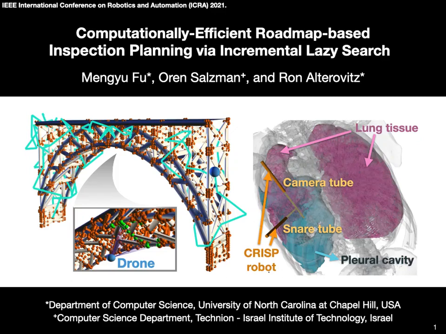Hi, I'm Mengyu. Today I'll talk about improving the computational efficiency of an inspection planning algorithm that combines sampling and search-based approaches. This is a joint project with University of North Carolina and Israel Institute of Technology.